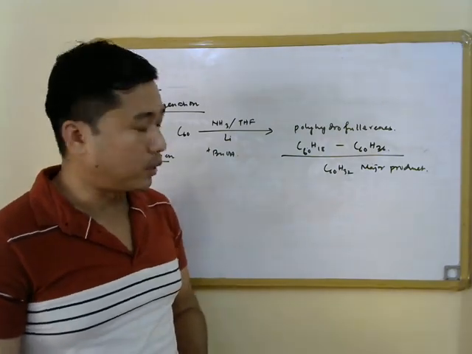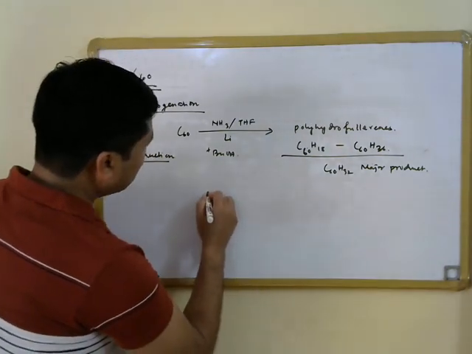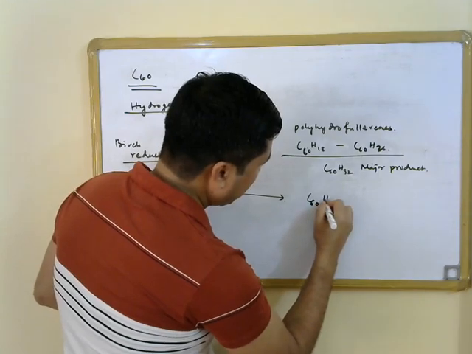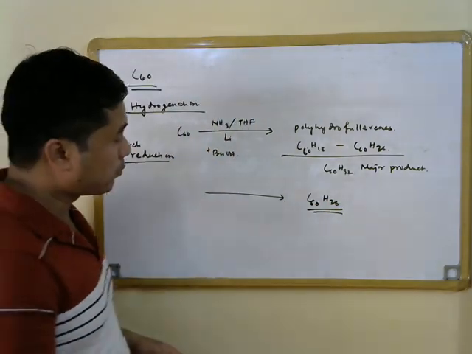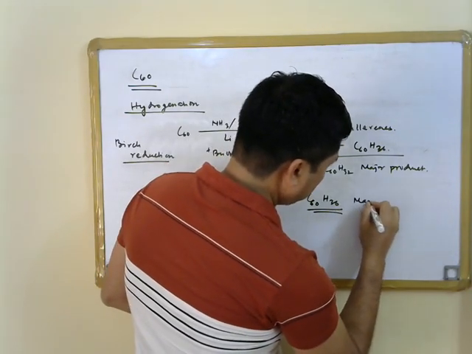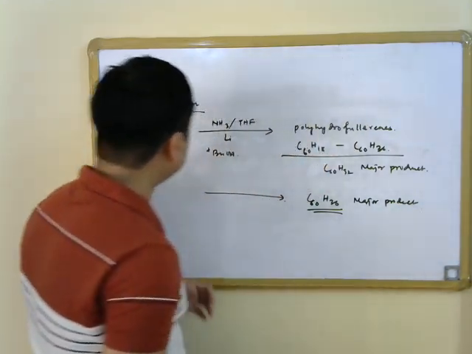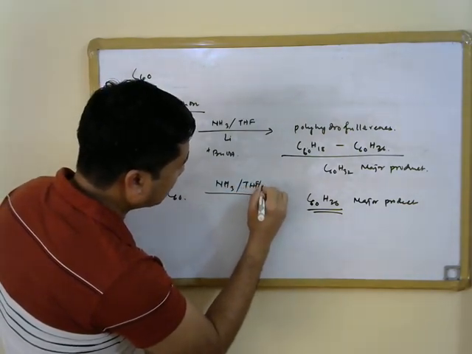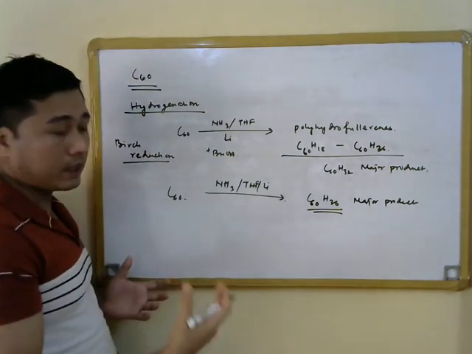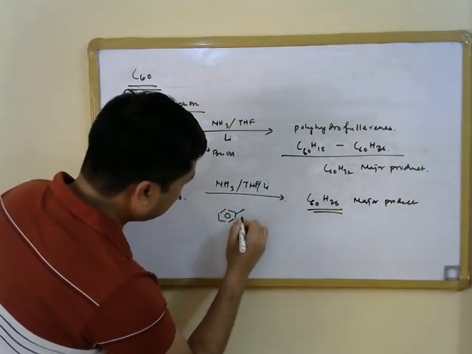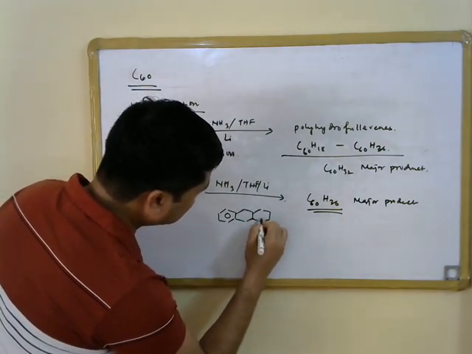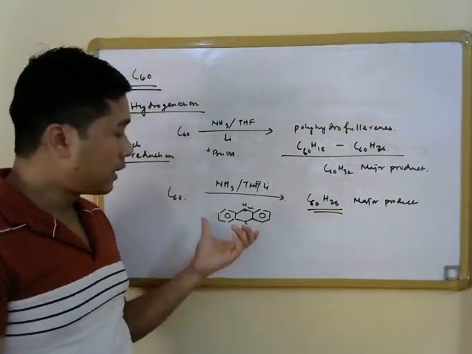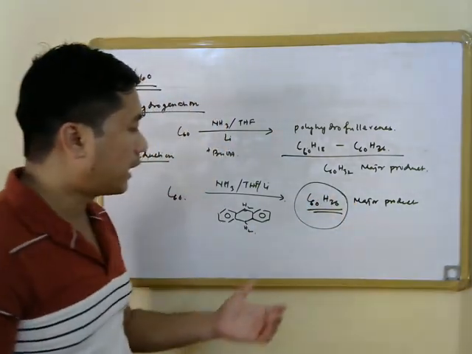Now one can also get C60H36 as the major product, or as the exclusive product, by hydrogenation of C60, again by Birch reduction, if one uses a different hydrogenating agent, that is 9,10-dihydroanthracene. When 9,10-dihydroanthracene is used here as the hydrogenating agent, we end up with C60H36 as the major product.